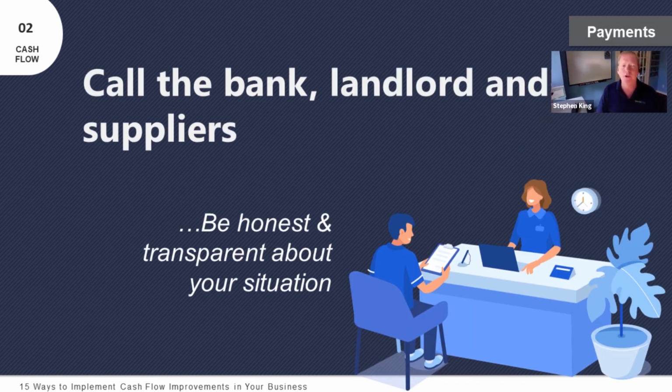If you're paying your bills or if you can't pay your bills, you need to be transparent. You need to be honest. Don't go dark. Call the bank if you can't make the mortgage. Call the landlord if you can't pay the lease. Call your suppliers. Why? Because this is not an indictment on your skill as a business owner. This is affecting us all. It's a global crisis. And what you want to do is be honest with them so they can plan their cash flow accordingly.